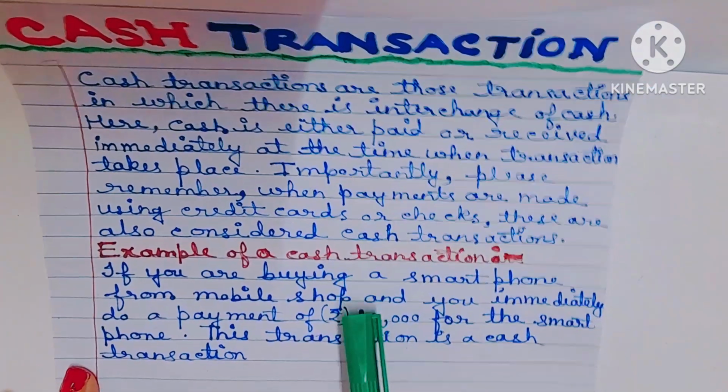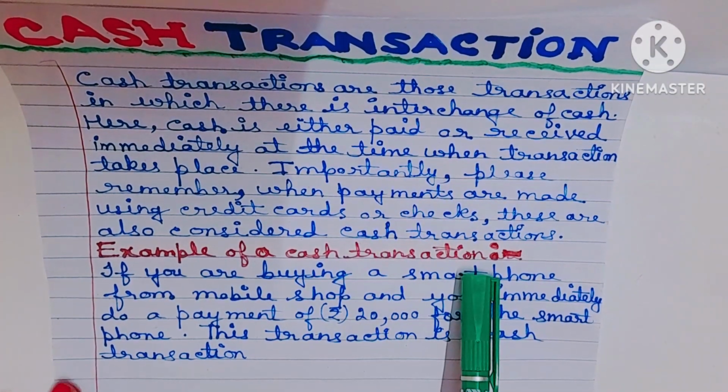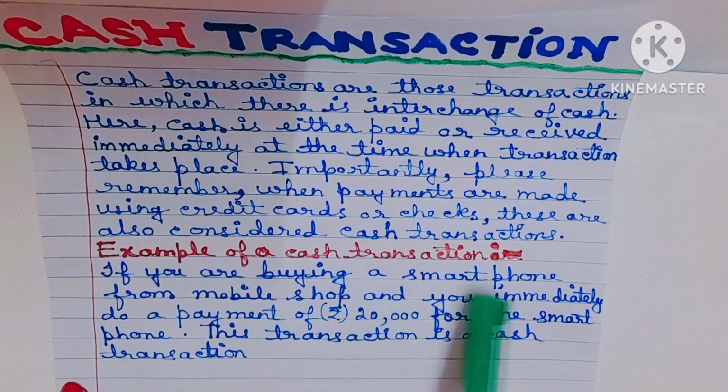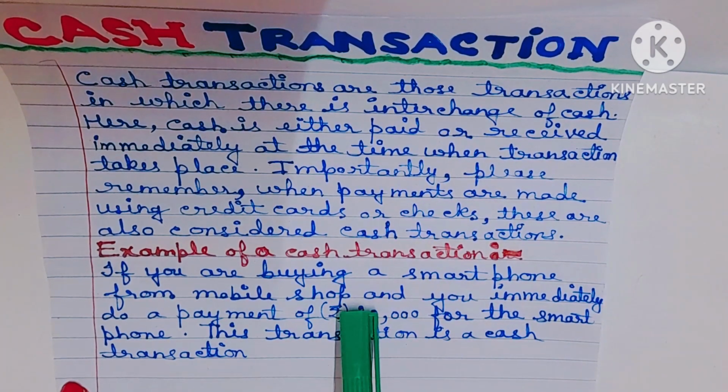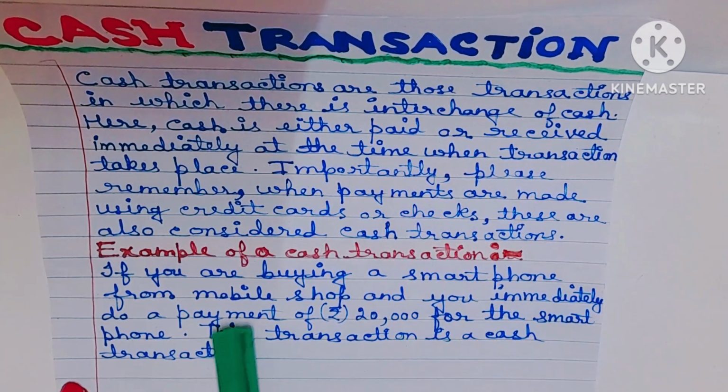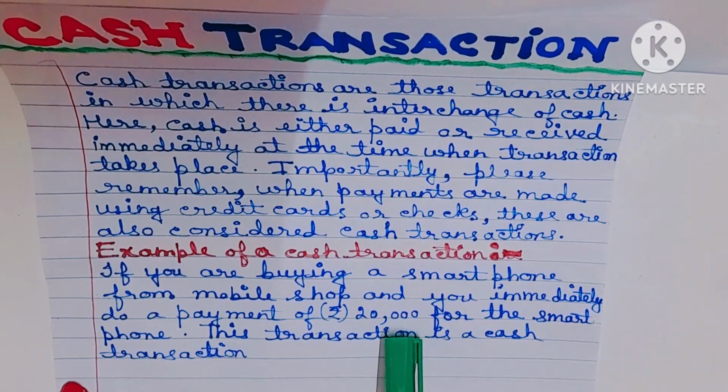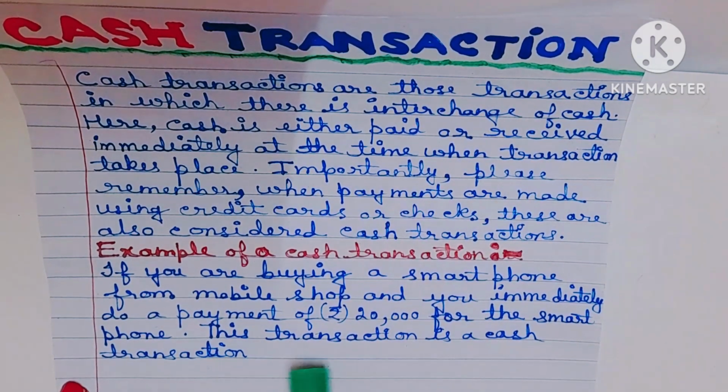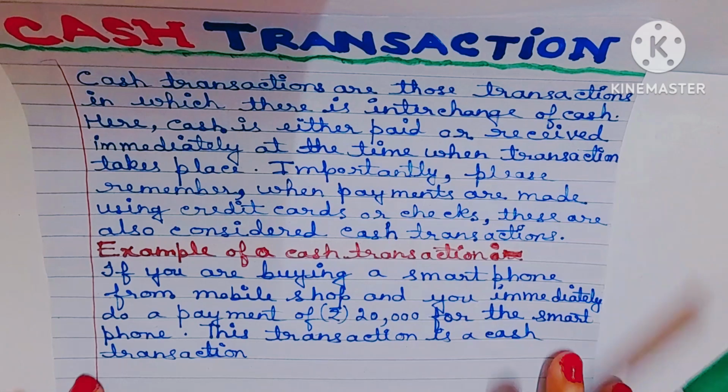Example of a cash transaction. If you are buying a smartphone from a mobile shop and you immediately make a payment of rupees 20,000 for the smartphone, this transaction is a cash transaction.